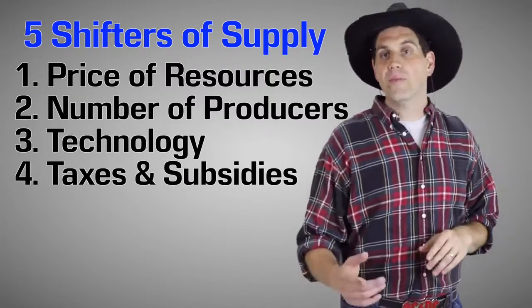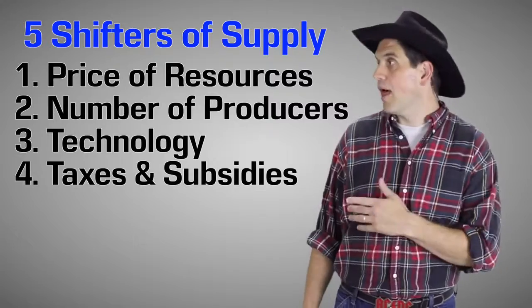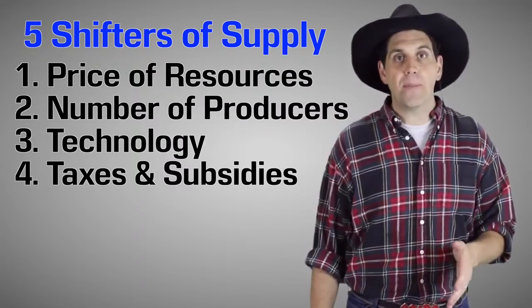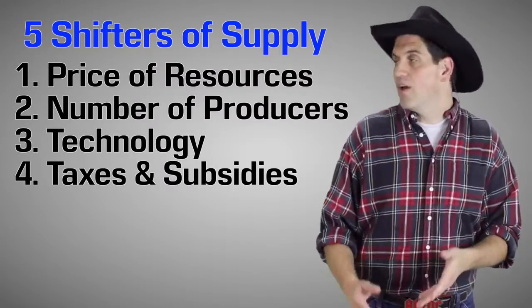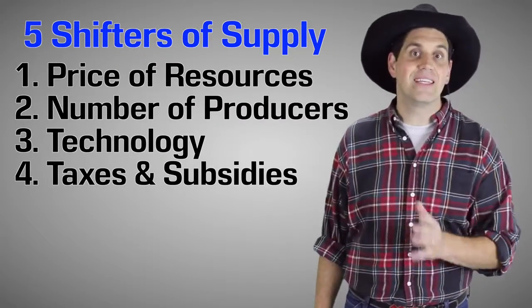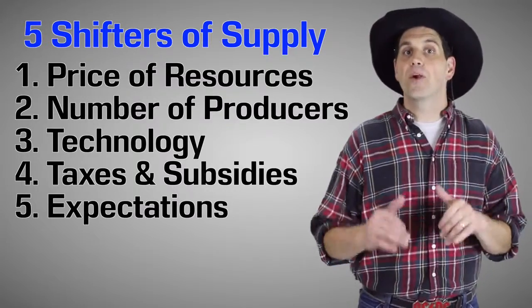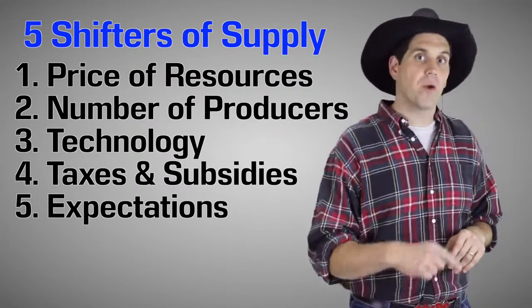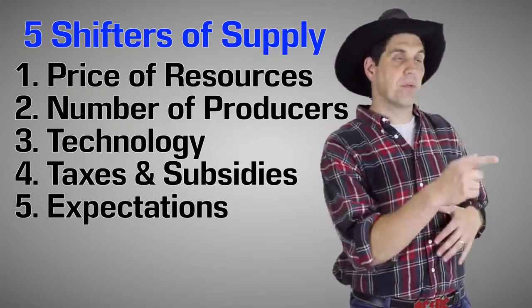A subsidy is when the government wants firms to produce more, so they give them money to produce more output. This would cause the supply curve to shift to the right. A tax is just the opposite. This would take away producers' money, and since they don't have money to produce stuff, the supply would shift to the left and decrease. And the fifth and last shifter is future expectations. If a producer thinks they can make more profit on their products a few weeks from now, they'll hold back supply now and then supply more later on.